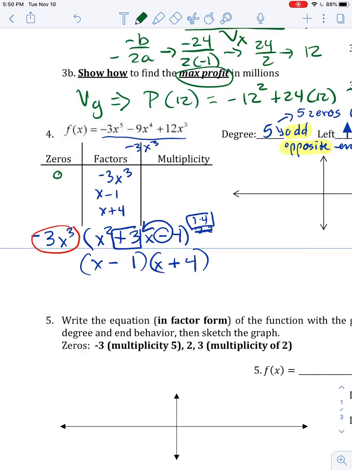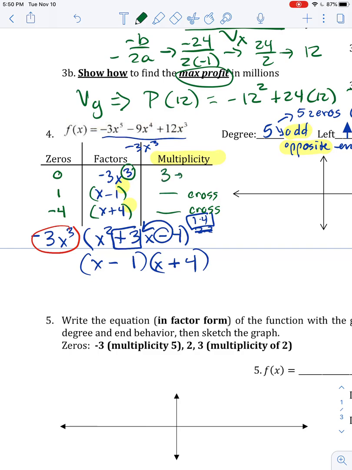Well, the 0 that goes with a negative 3x cubed has to be 0. That's the only way that that will turn into 0 when I plug it in. Here I would need to plug in a 1 so that 1 minus 1 is 0. Here I'd have to plug in a negative 4 so that negative 4 plus 4 would equal 0. Keep in mind that multiplicity is referring to how many times that factor is repeated. This doesn't really have multiplicity because there's no power up here in this little power spot, and this one doesn't have multiplicity either. When you have no multiplicity, it's not repeated, it's just going to cross in that spot.